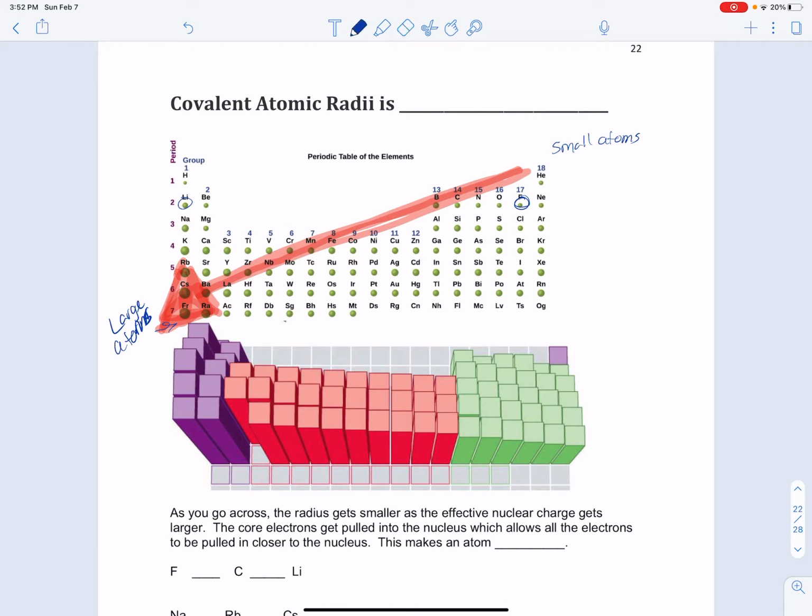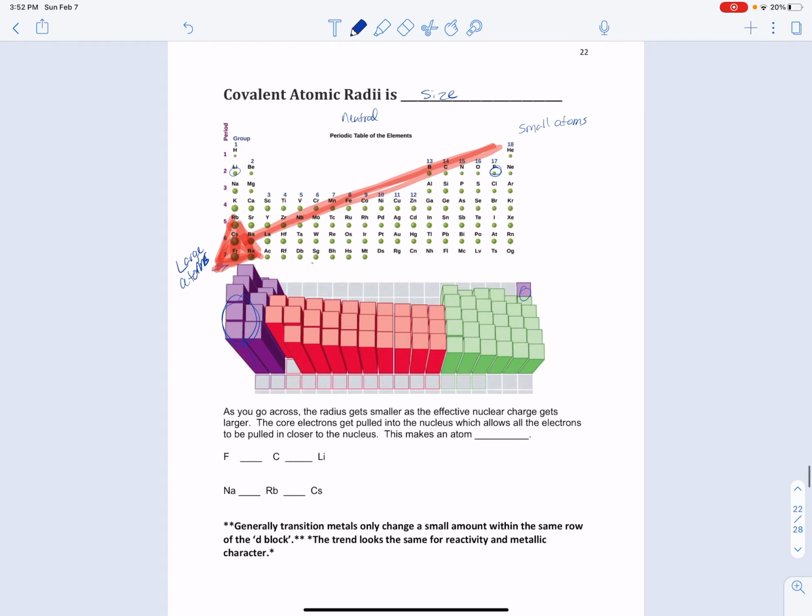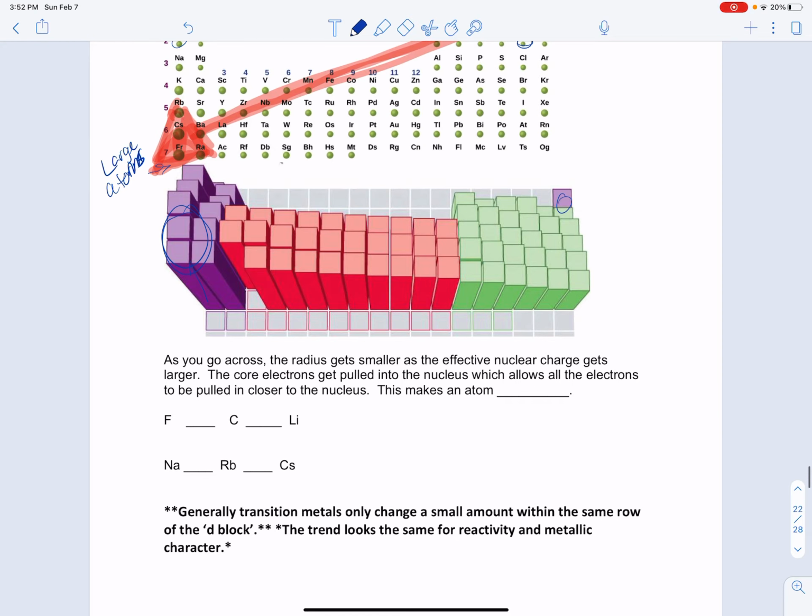This is another way we represent trends, with these vertical columns, and you can see these are really close to about the same size. And again, that this is really, really small. Let's make sure you understand this is about size. These are all neutral, by the way. In this picture, we're talking about neutral atoms. As you go across, the radius gets smaller. So across to the right, the radius gets smaller as the effective nuclear charge gets larger.